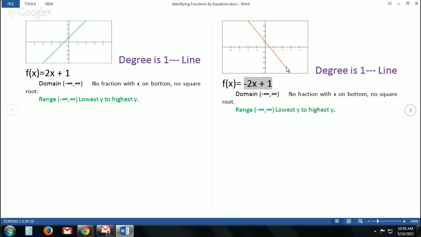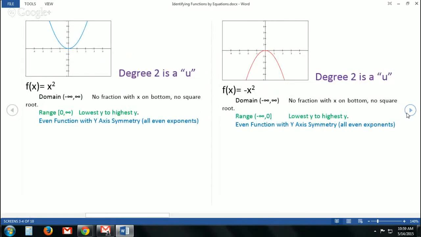The range of this one might be a surprise to you. When we write our interval notation, we always want the smaller thing on the left, the larger thing on the right. So now, even though it's the right-hand side of the picture that's heading off toward negative infinity, when we look for the lowest y, it is negative infinity. The highest y is positive infinity. So the range this time, lowest y to highest y, negative infinity to positive infinity. Remember that infinities always have parentheses with them.